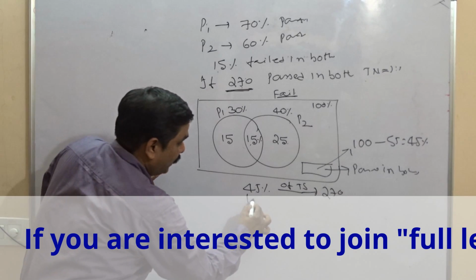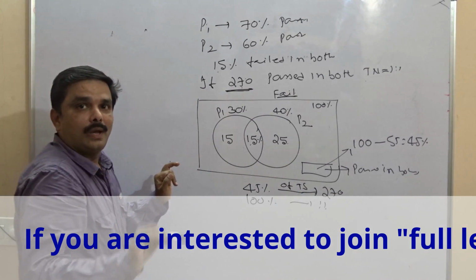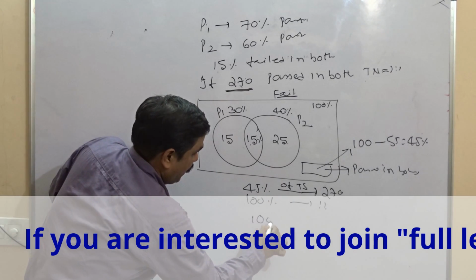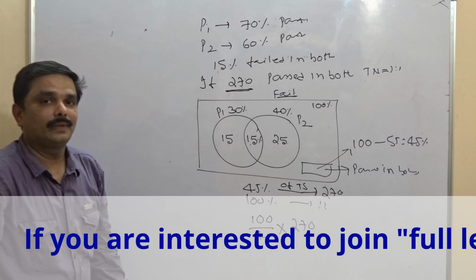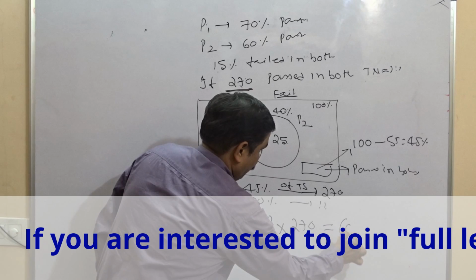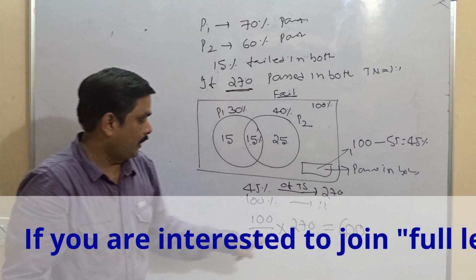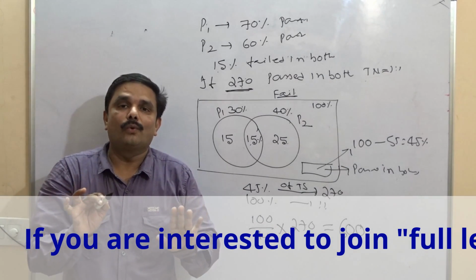Then 100% is equal to how much? Now 100% is 100 by 45 into 270. Just go for this one, you will get 600 for this one. This is the best way to go for this one.